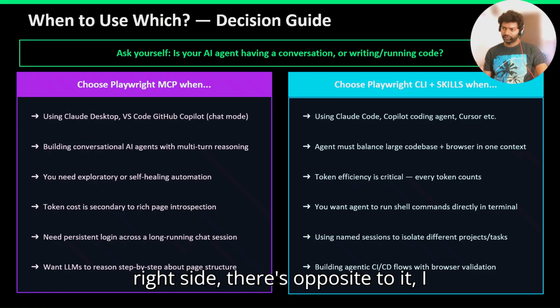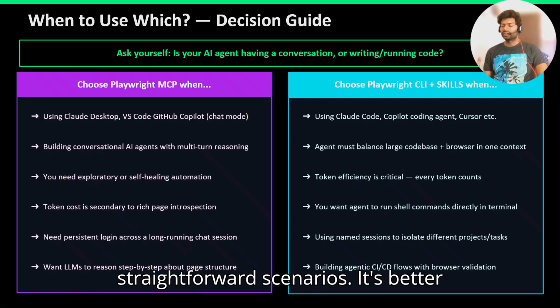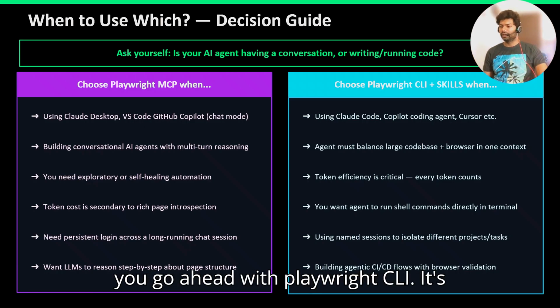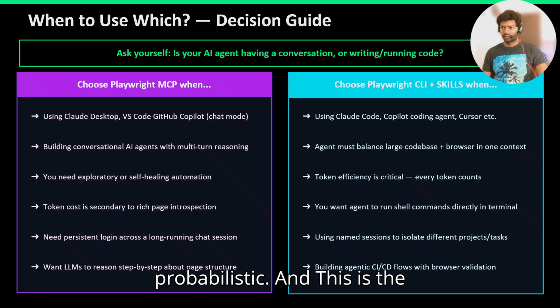And on the right side, it's the opposite. When you want token efficiency, go with CLI. And if you have straightforward scenarios, it's better you go ahead with Playwright CLI. It's more deterministic. In MCP, it is more probabilistic.